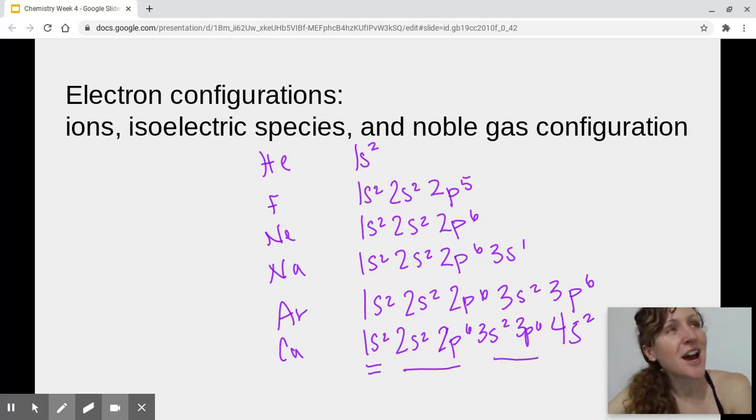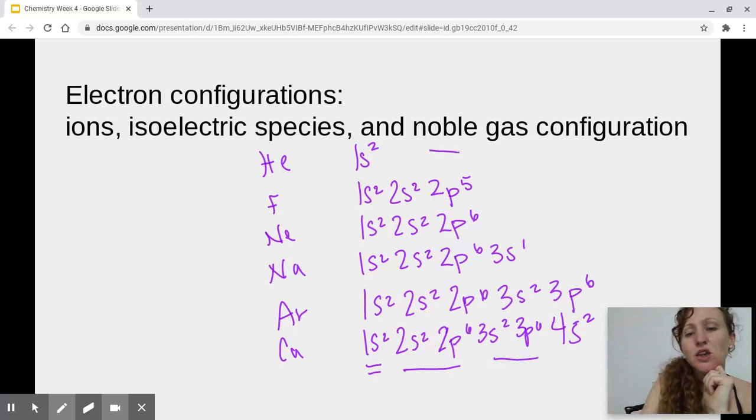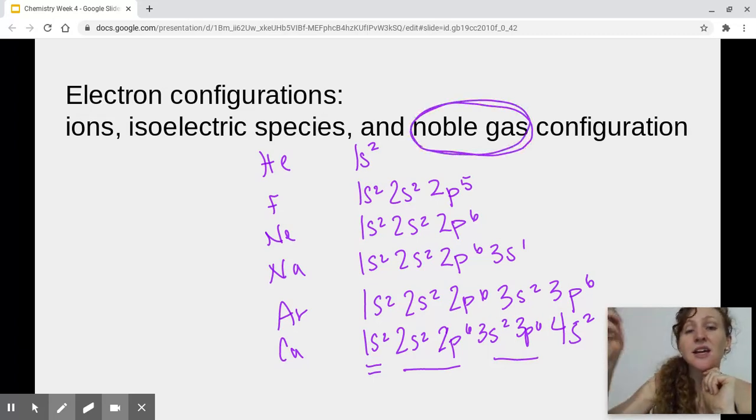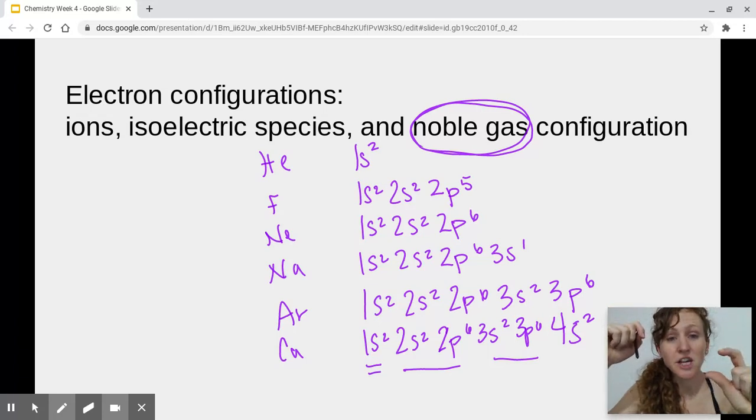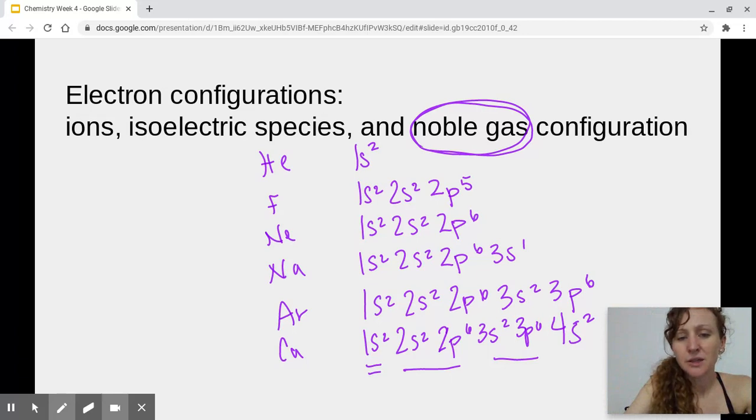And as scientists, our time is valuable, and we're lazy people, or efficient. I prefer the word efficient. We're efficient people, right? So we don't want to write the same thing over and over and over again. We want to find ways to make really good use of our time. And so what happens is you're going to take the noble gas and replace part of the configuration with the noble gas. So notice for helium, helium is a noble gas.